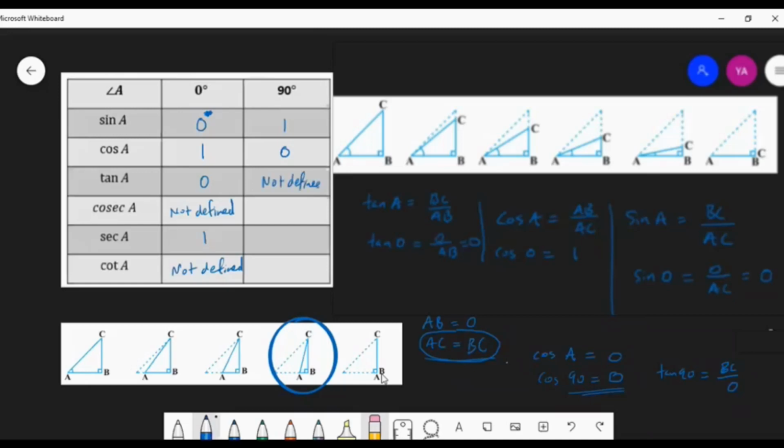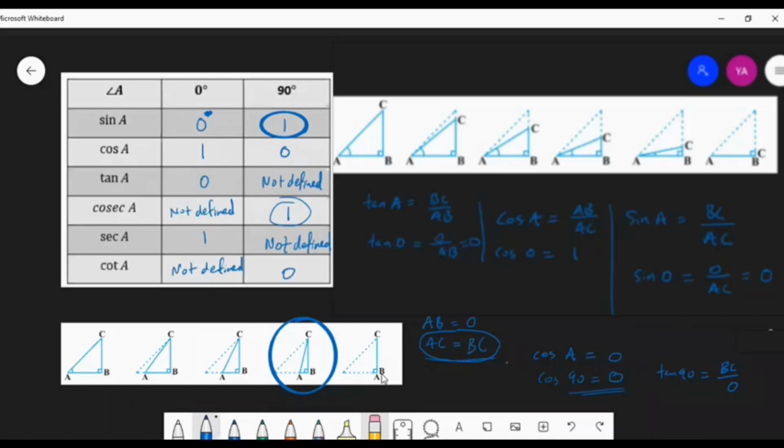Okay. So now cosec A, what is cosec A? Look here, sin A is 1, so cosec A is 1 by 1, which will be 1. Okay. What is sec A? Not defined, because cos A is 0. So this will be not defined. Then what will be cot A? Cot A will be 0. Okay, so we have completed this.